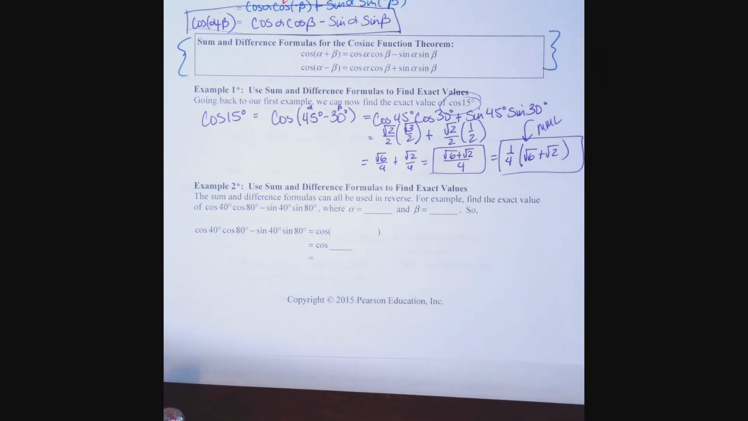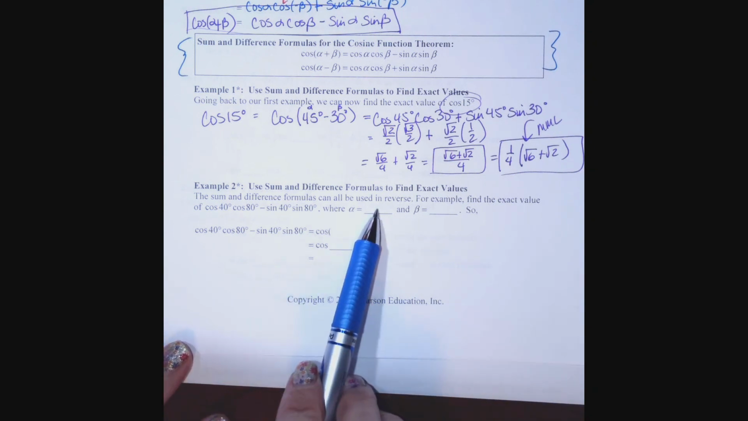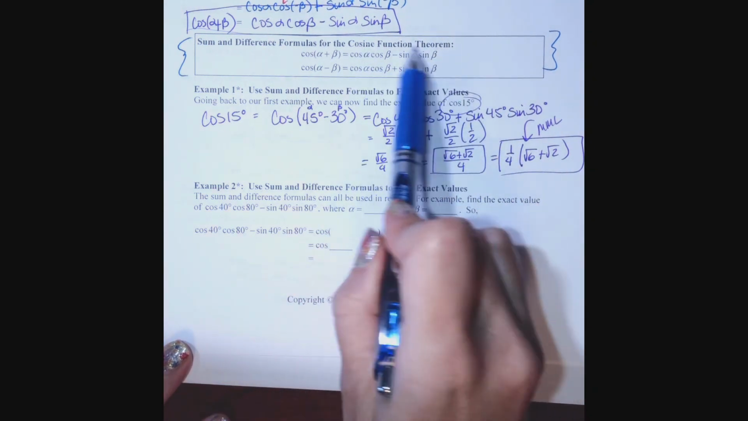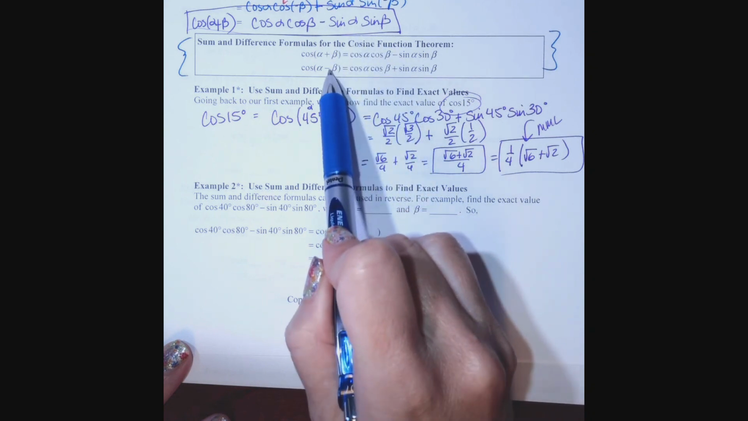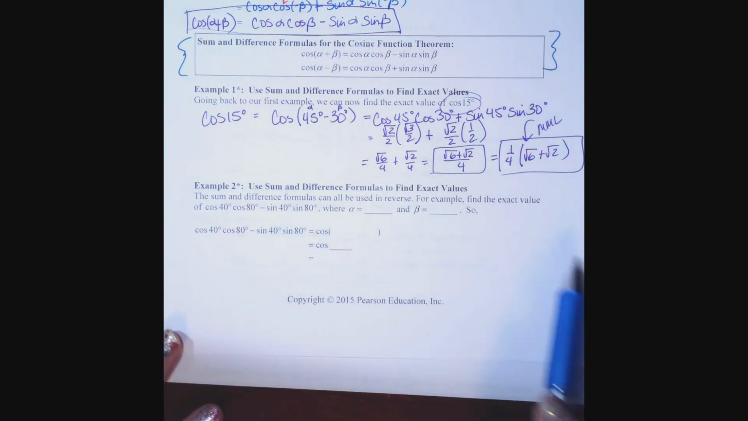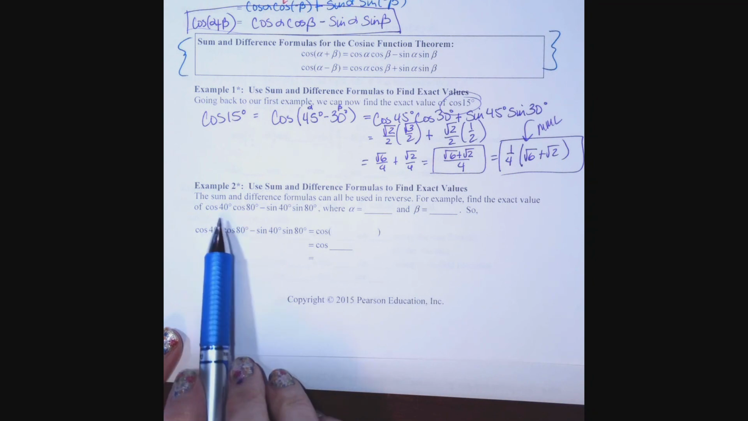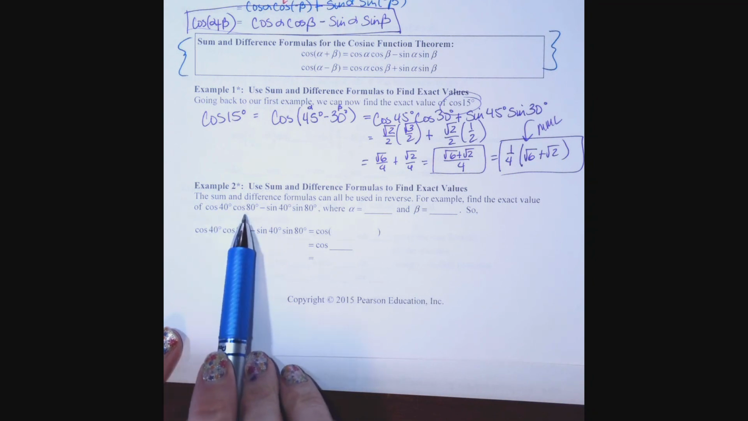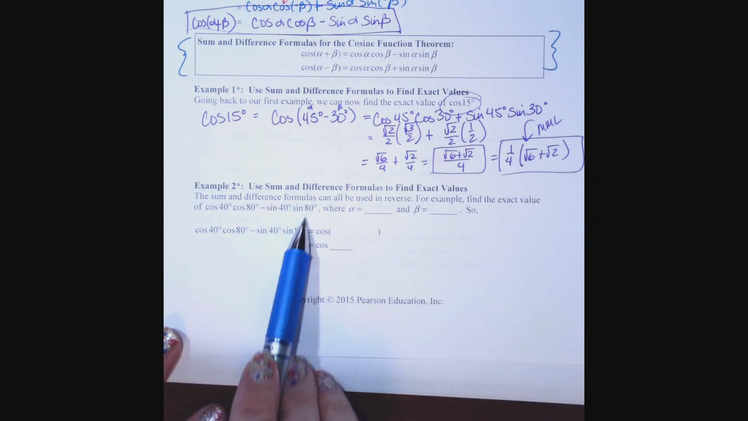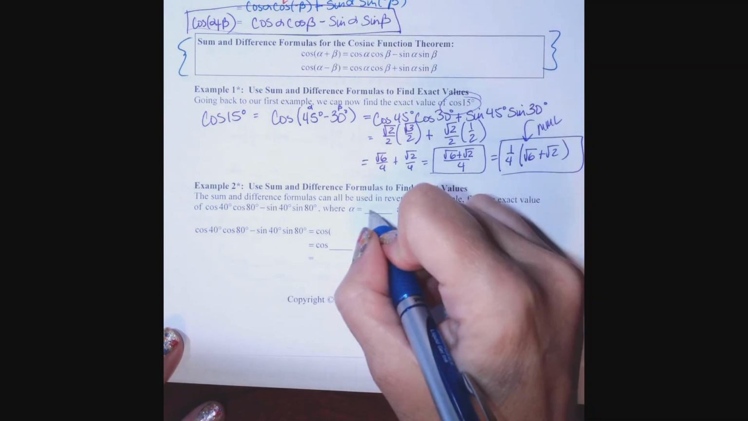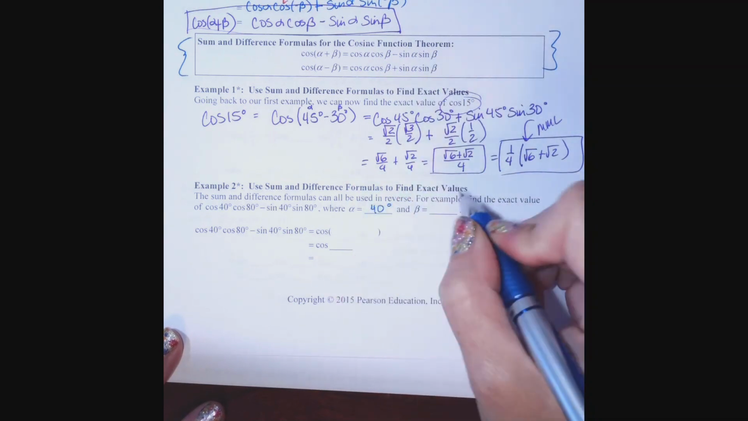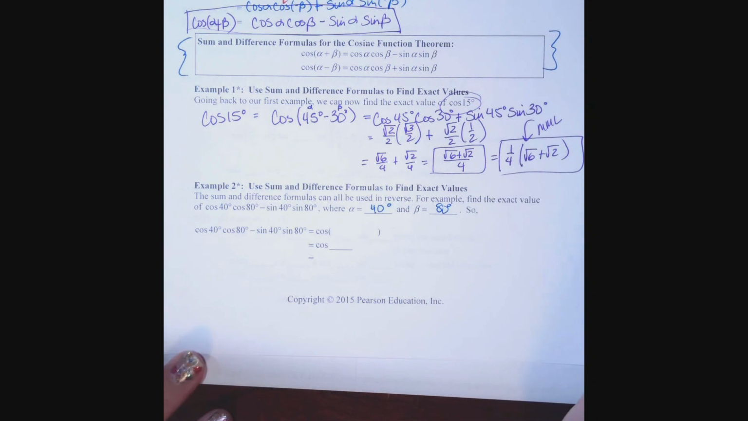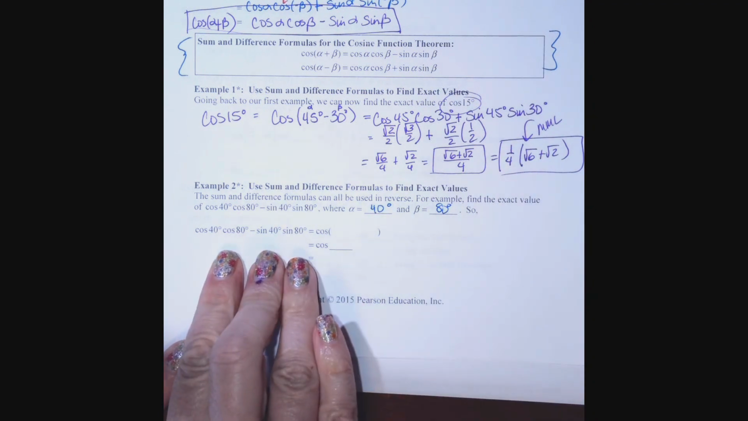Okay, let's do another example. Sum and difference formulas can be used in reverse, as in I can start with this right side and use it to give me the left. For example, find the exact value of cosine 40 cosine 80 minus sine 40 sine 80. Well, my first angle listed is 40 degrees and my second angle listed is 80 degrees. This is an example of my cosine sum identity.